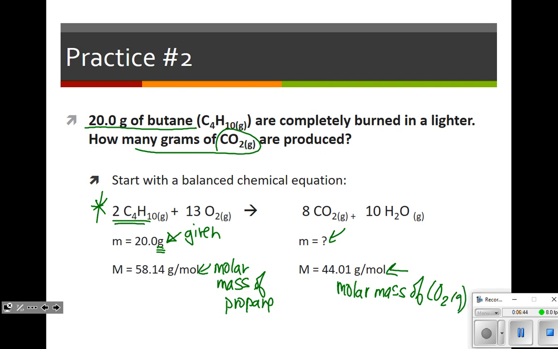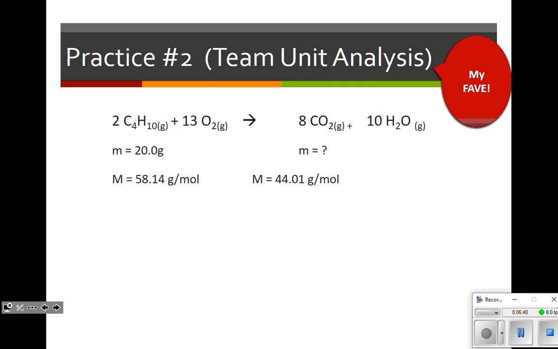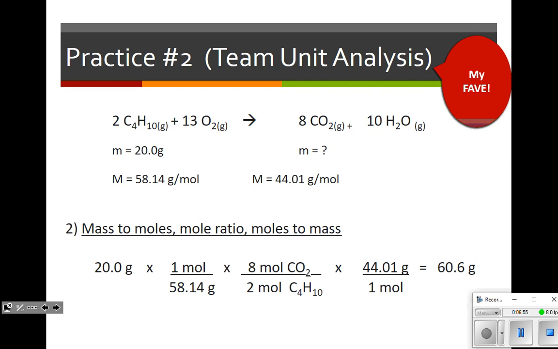Okay, now that everything's populated, it's much easier to set the question up. So let's just go ahead and show you everything that you need. So this is what you start. You always start your equation with what you are given. Now I'm going to go from grams to moles by using my molar mass. My grams cancel out.